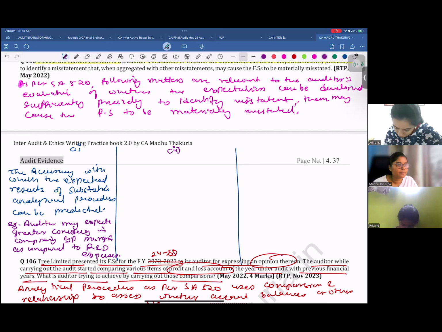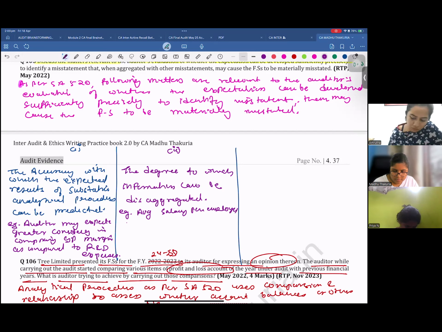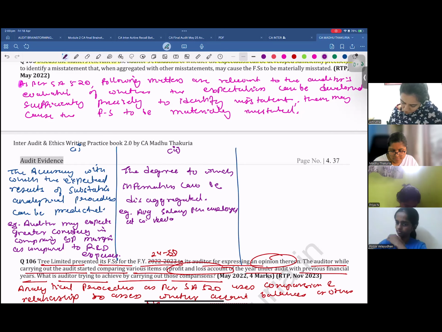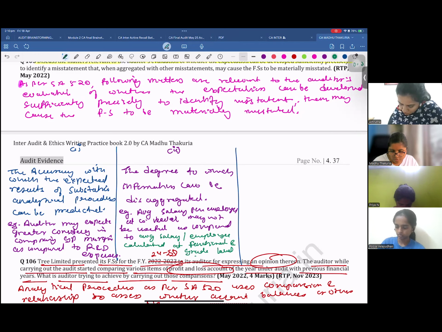The second point is, for the expectation to be sufficiently precise, the degree to which information can be disaggregated. Example, average salary per employee at company level may not be useful as compared to average salary per employee calculated at functional and grade level of employees.